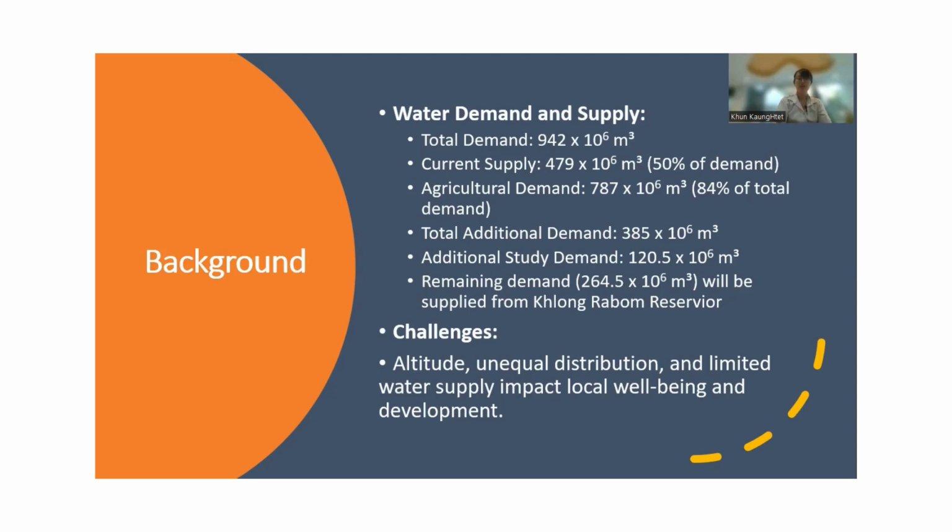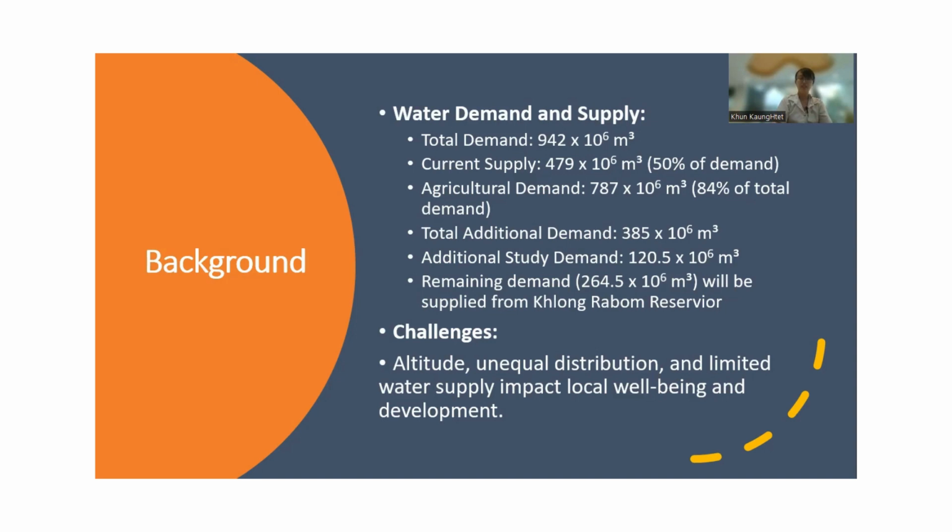So the additional total demand calculated for the agriculture area is 385 million cubic meters, and our study will focus on the demand of 125 million cubic meters. The remaining demand, 264.5 million cubic meters, will be supplied from Kalorabum Reservoir.